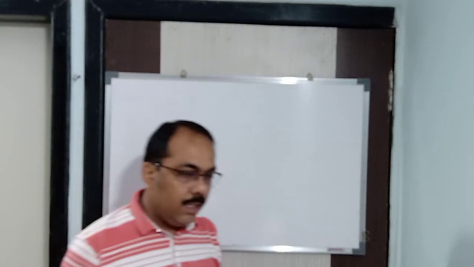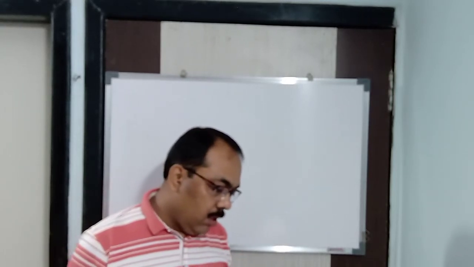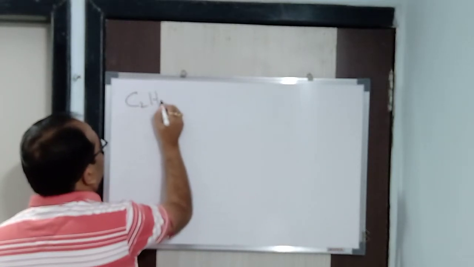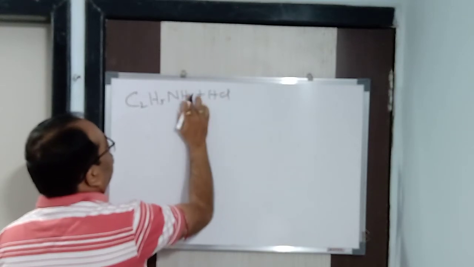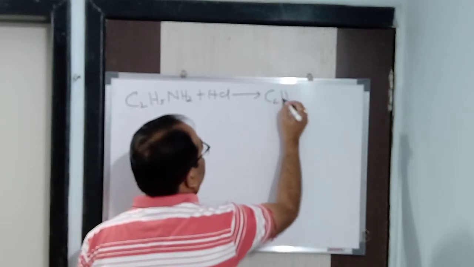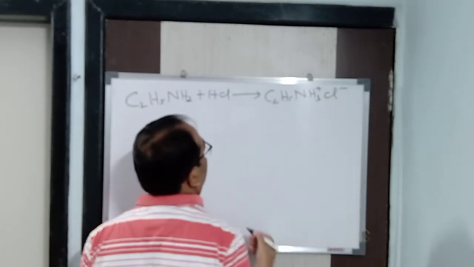Now coming to the chemical properties of amines. Amines, as they are basic in nature, will definitely react with acid to form salt. For example, C2H5NH2, when it reacts with HCl, gives C2H5NH3+ and Cl-.